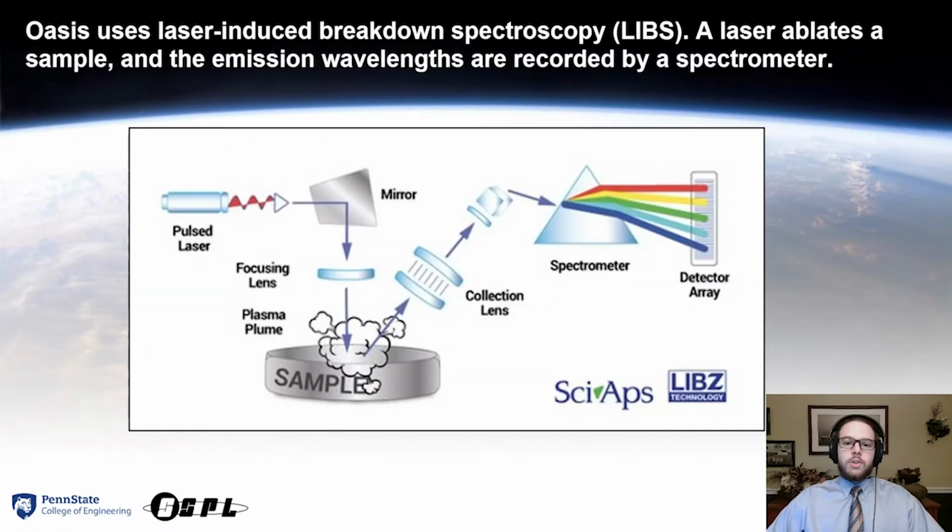Laser-induced breakdown spectroscopy is a chemical analysis technique in which a pulsed laser is focused onto a sample, creating a plasma. As this plasma cools, characteristic wavelengths are emitted from elements in the sample, and this light is captured by collection optics, which funnels the plasma light into a spectrometer for spectral analysis.